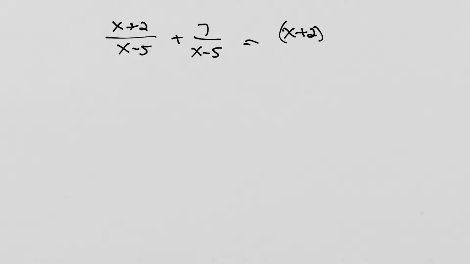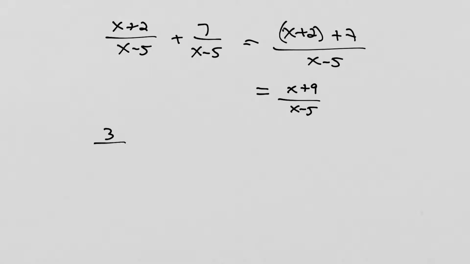Now, we said before, if you wanted to add two rational numbers, you would just add them together if they have the same denominator. It's the same idea with rational functions. If I had x plus 2 over x minus 5 plus, how about 7 over x minus 5, then I can just add these two things together and put them over the same denominator, and that gives me x plus 9 over x minus 5.